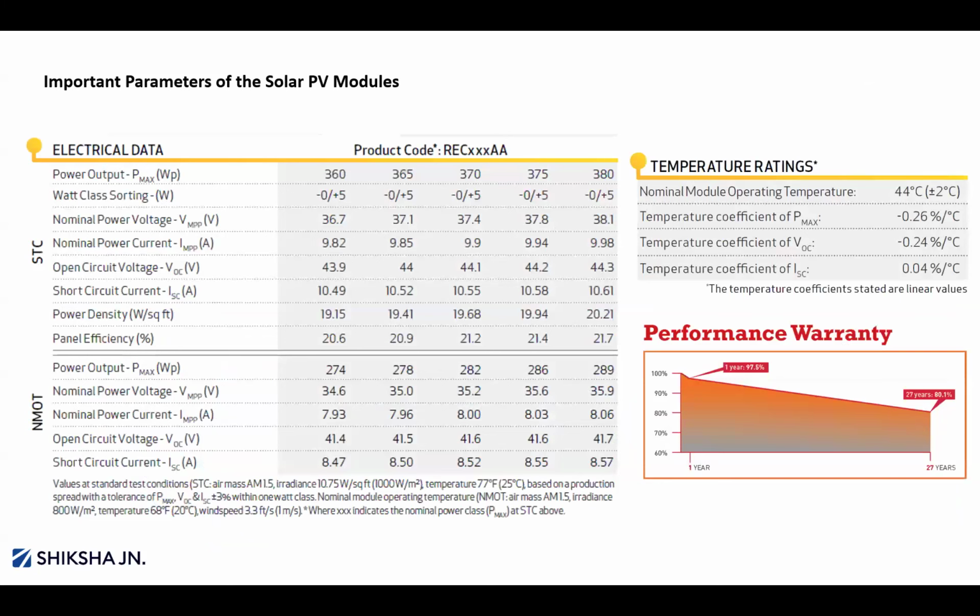You can see this is the typical PV module data sheet. For example, this is one PV module. If you take one PV module datasheet, these are the parameters. Watt peak, maximum peak power. What WP means is watt peak. So what is the maximum power we can get? That is the watt peak.